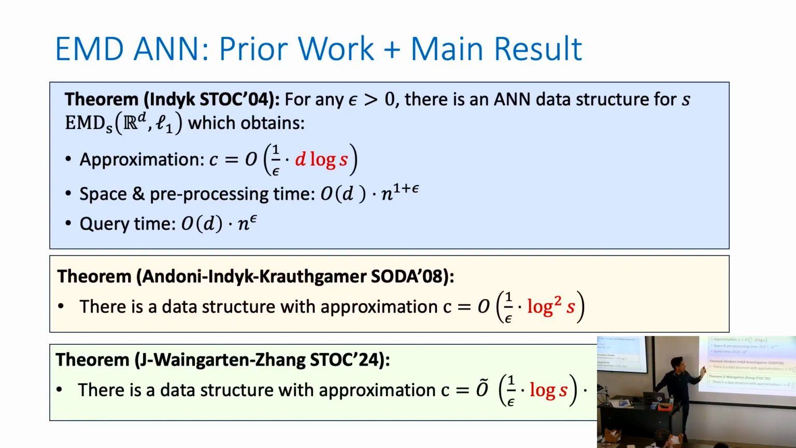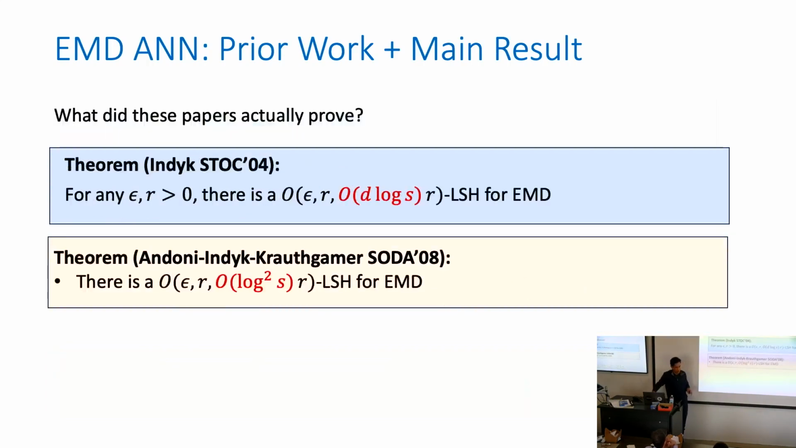Like I said, these papers actually didn't talk about nearest neighbor search. They weren't even really focused on LSH, but they proved something more similar to this, which is the existence of certain space partitions, or let's say localities of the hash functions. So they proved the existence of LSH families under the definitions that I wrote down earlier, with the parameterization epsilon r d log s and log squared s. And by the reductions I told you, these gave the result in the prior slide. So these papers gave localities of hash families for Earth mover distance.